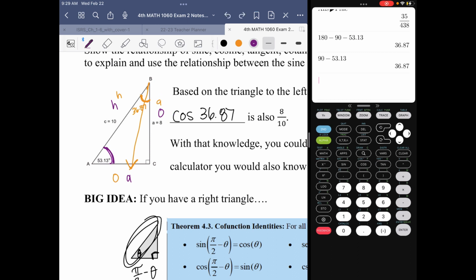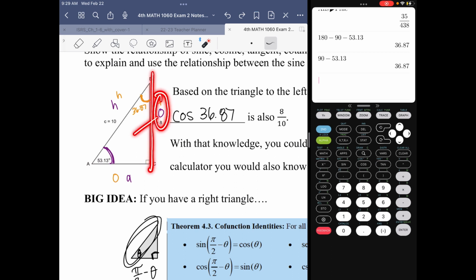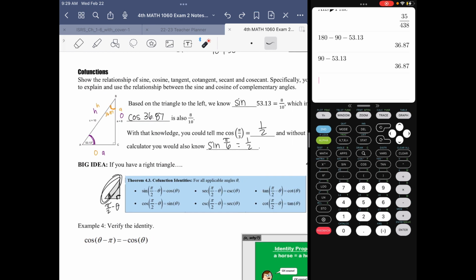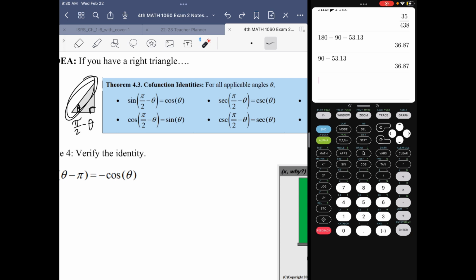So if we are looking at a side specifically rather than the angle, if we look at this side in relation to these angles, this side is opposite of this one, but adjacent to this one. And then the hypotenuse is the same in both. So because of that, it kind of flips these two things around on it. Okay, that's all it's saying.